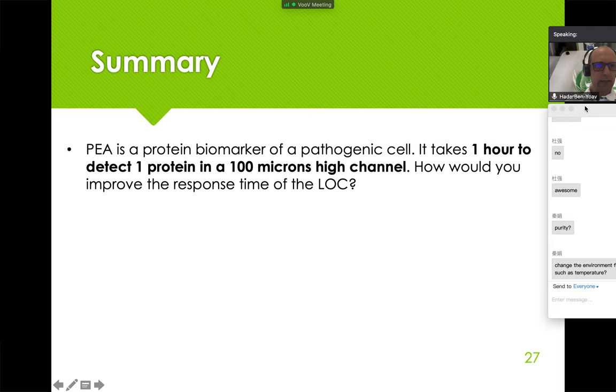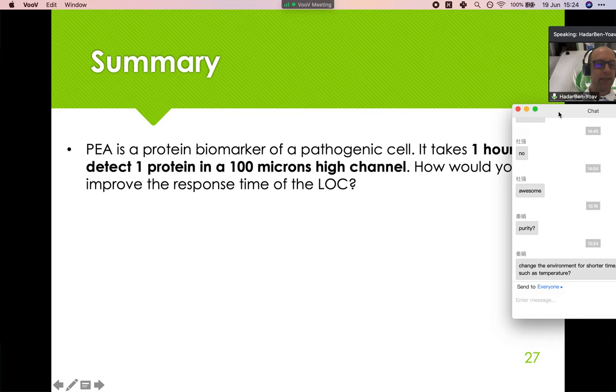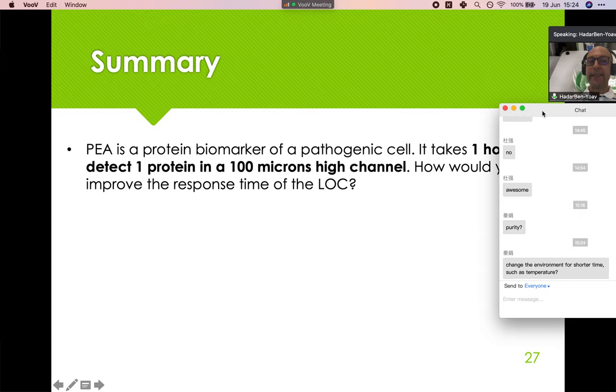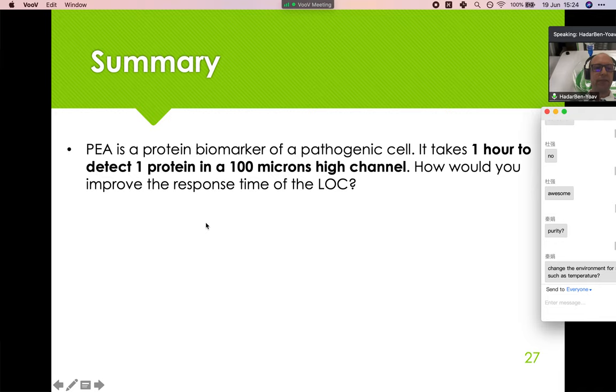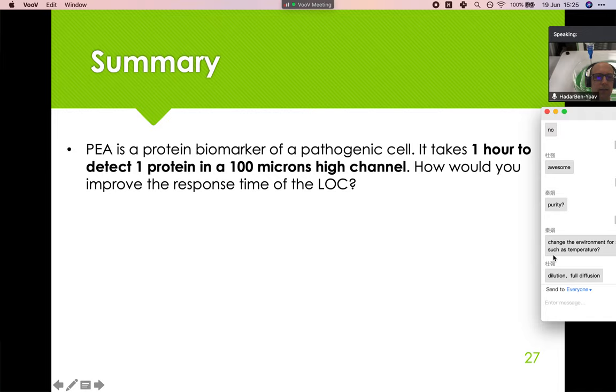Change the environment for shorter time, such as temperature. So how will you change the temperature? Would you increase or decrease the temperature? What do you think? This is actually, by the way, the correct direction. So are you going to increase or decrease the temperature to get a much faster time? What do you think? Okay, in the meantime, think about increasing or decreasing the temperature.